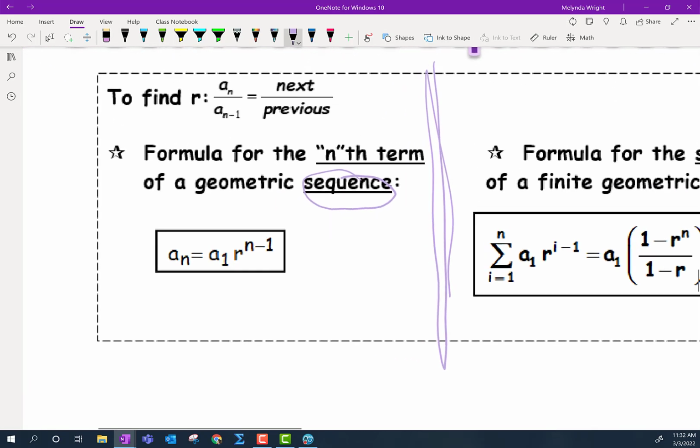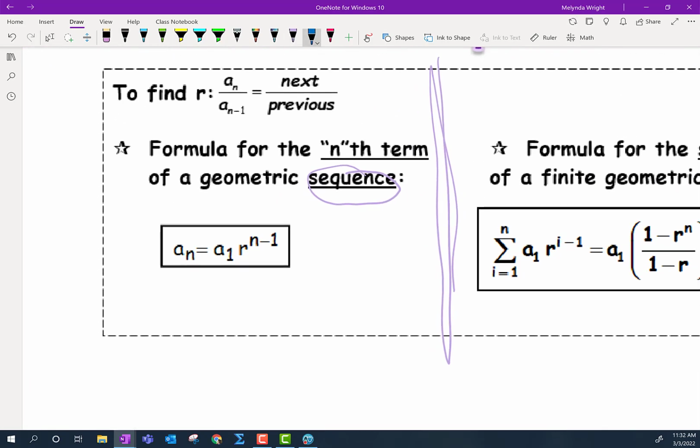Let's start out with the sequence formula and talk about what all the parts mean. a sub 1 means my first term. r is my ratio. Both of these n's mean term number. This is the formula to generate any term you want in a sequence. Say you wanted the 100th term: you would just put in 100 for n, and you'd find out what the 100th term is.